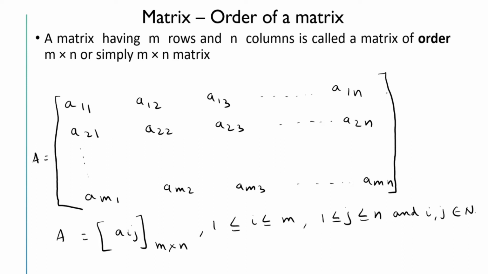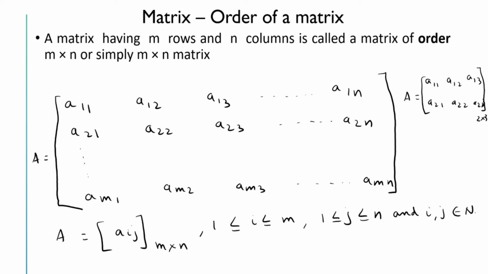Say for example, if A is a 2 by 3 matrix, then the general notation we can use is A11, A12, A13, A21, A22, A23. So these are the elements in a 2 by 3 matrix.